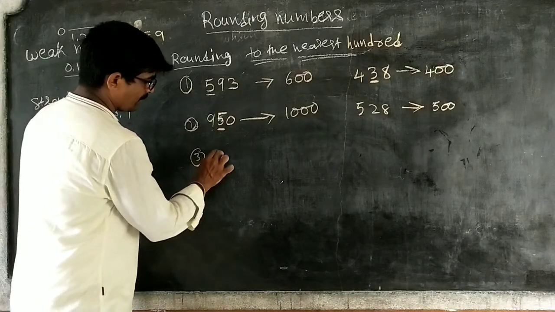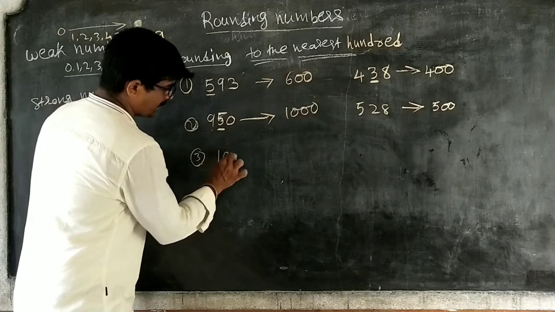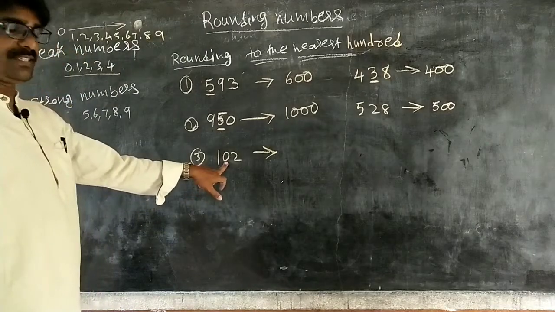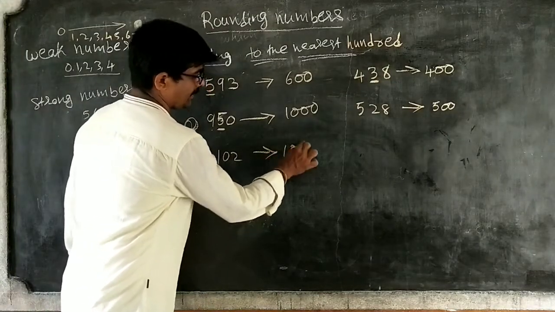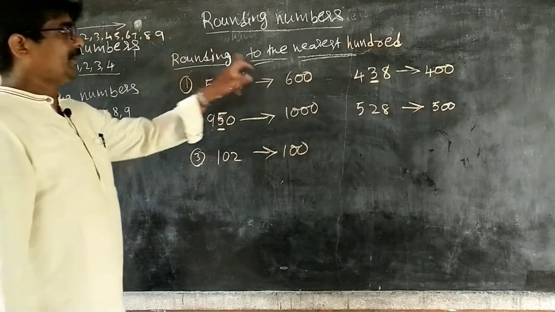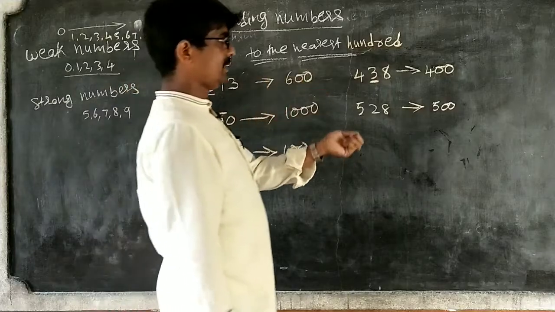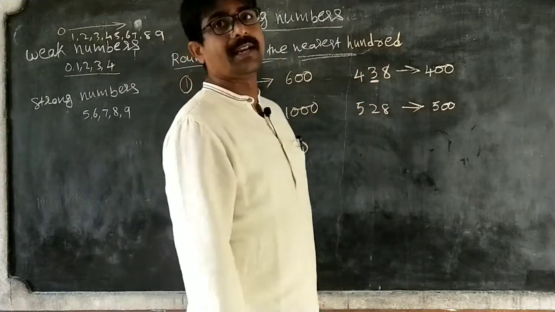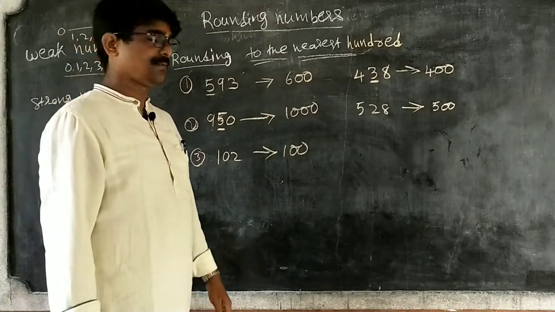Next, again, we have to take another number, 102. In the tens place is 0, so simply have to write 100. That is rounding to the nearest 100. Whenever you have to round to the nearest 100, we have to look at the tens place only. Okay? Right.